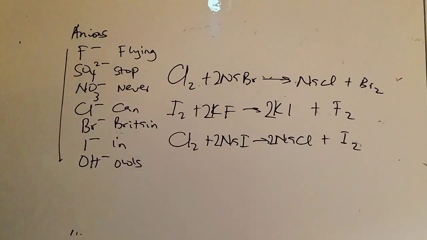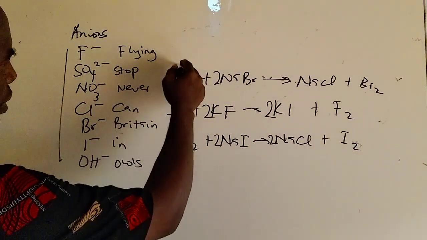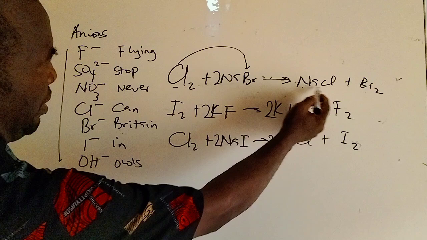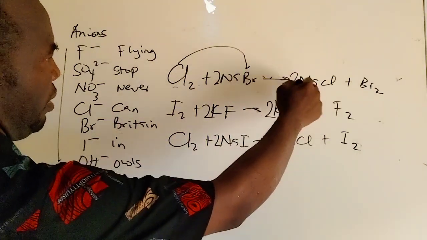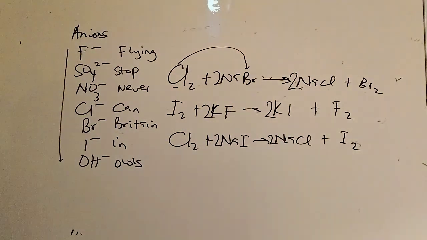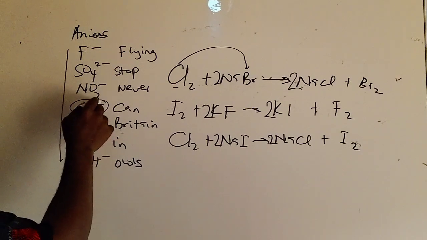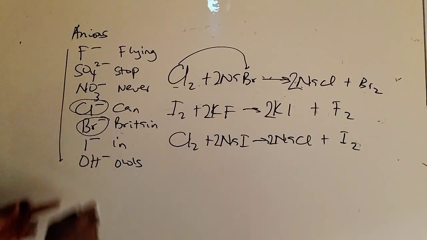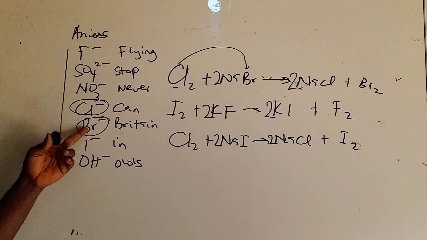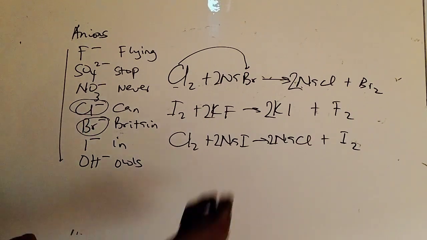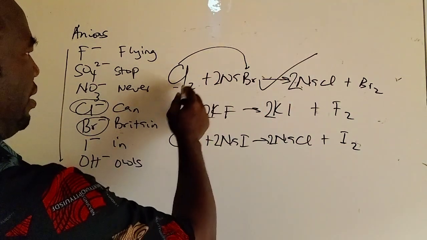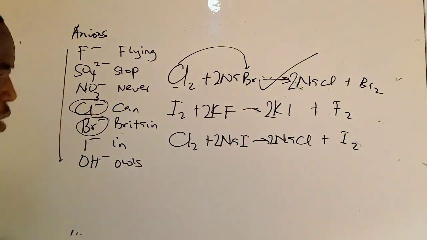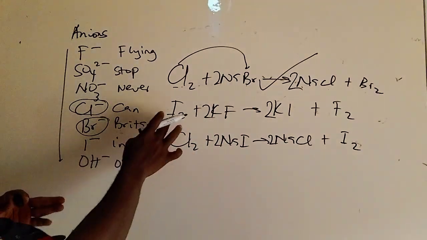Look at this reaction. The non-metal chlorine displaces bromine to give you NaCl. They balance it here. Is this reaction possible? Look at the chloride position. Look at bromide. Chloride is more reactive than bromide ion. So this reaction is feasible because chlorine can displace the one that is weaker.